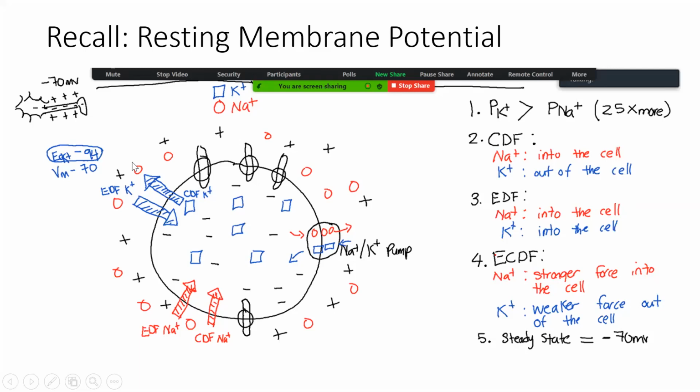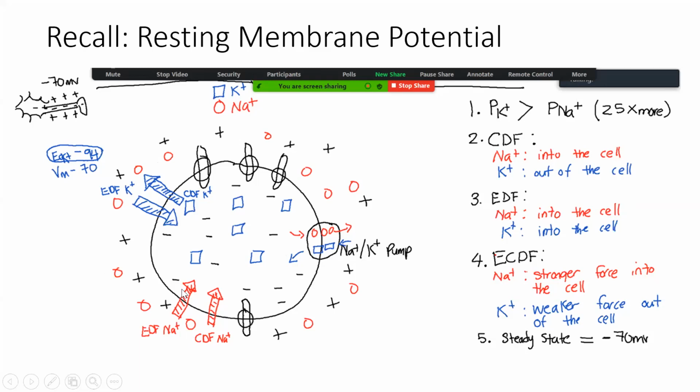cell. How do we know that the overall direction is out of the cell? Because we then compare the magnitude of the equilibrium potential to the magnitude of the membrane potential. The equilibrium potential is greater, and so the direction of the chemical driving force is the overall direction of the particle, which is out of the cell.